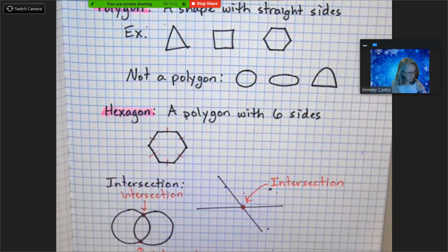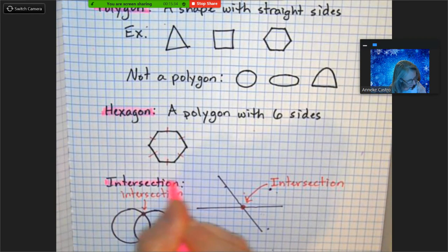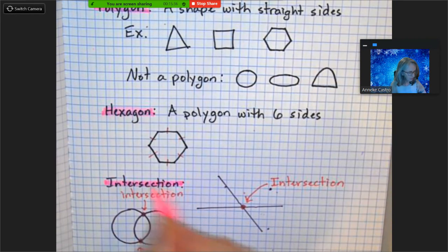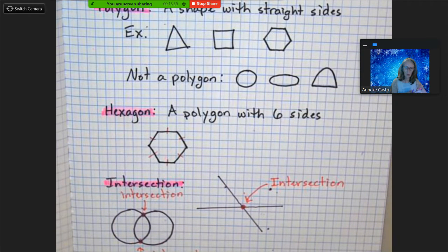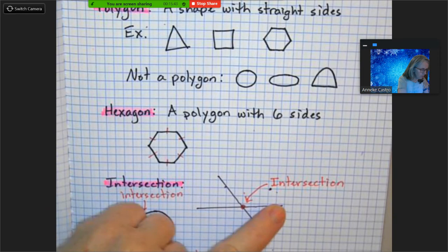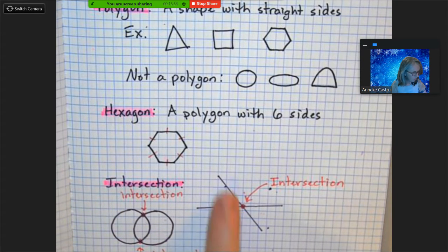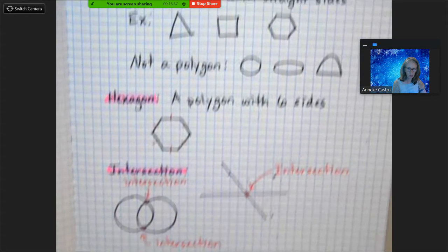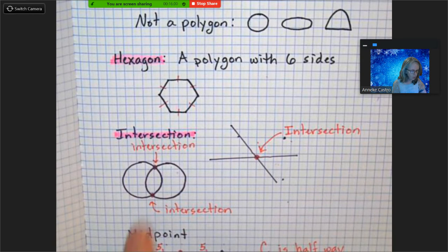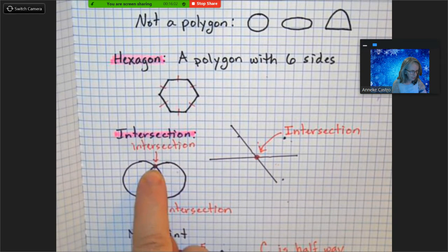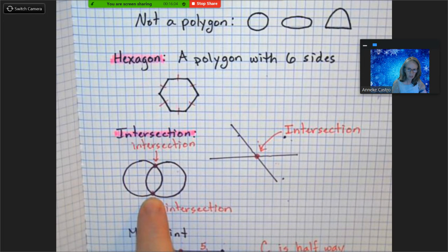Next word, intersection. The intersection is where two things cross each other. So here I have two segments crossing at an intersection. It's the point where the lines cross each other. I can also have circles cross each other. So there's an intersection and another intersection.